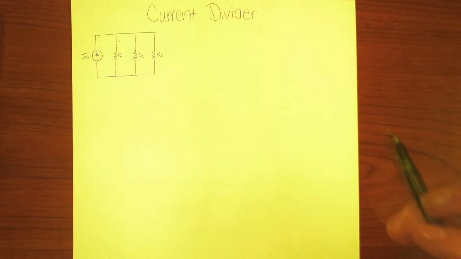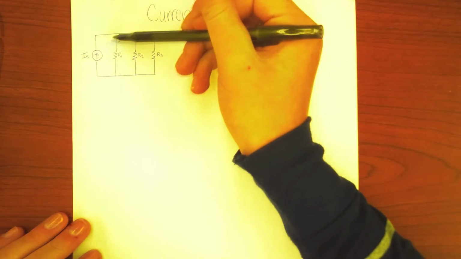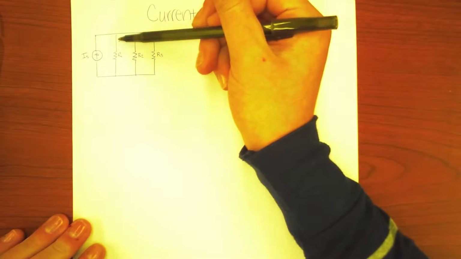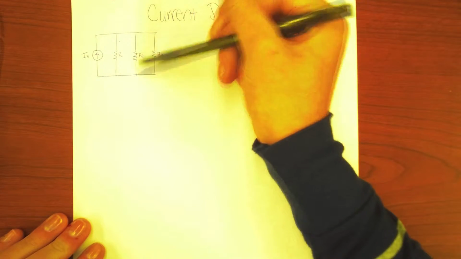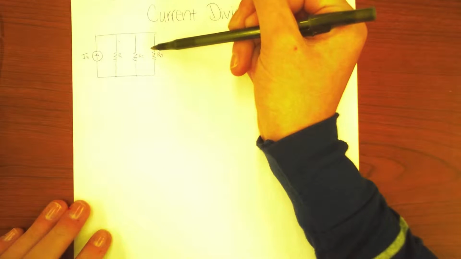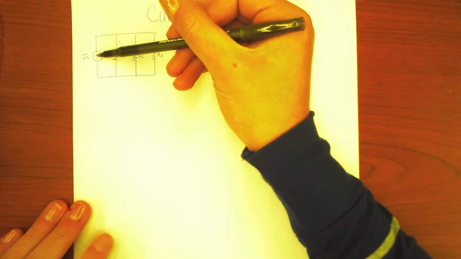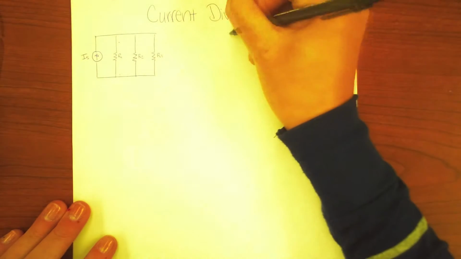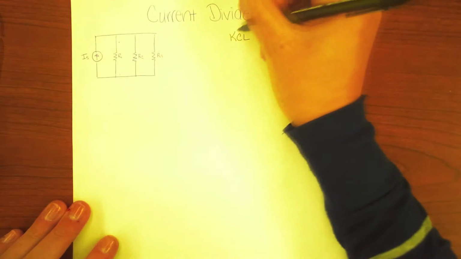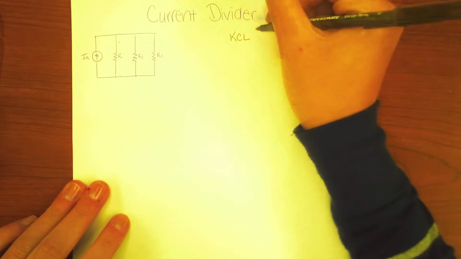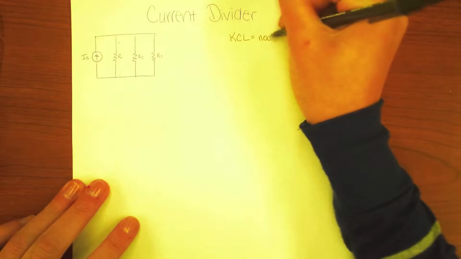This lecture is about current division. First I'm going to do a brief lecture and then do a quick example. Getting started right away, when we have multiple resistors in a parallel connection, the source current will be divided into each parallel branch according to KCL, which is Kirchhoff's current law, also known as nodal analysis.